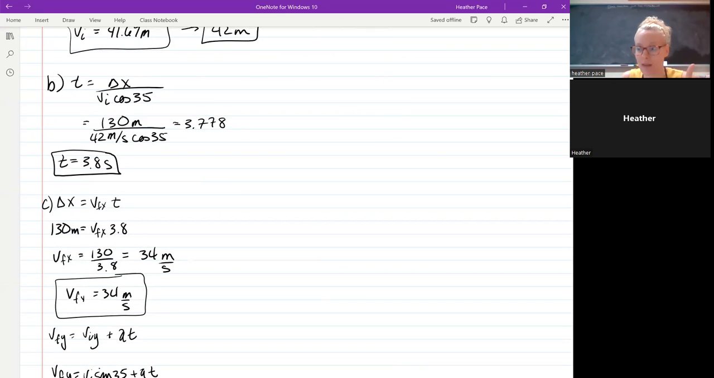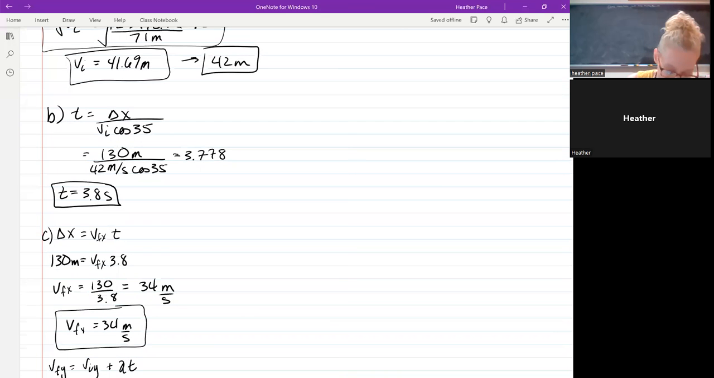Now we can take the VI that we've gotten and plug that into simple equations and solve for t. So let's go ahead and do that. As you can see, I've done that here. We found above that t equals delta x over VI cosine 35. That's just a bunch of numbers. We're going to plug in the numbers and we get 3.778. Using two significant digits, we get 3.8 seconds. That is our solution for time.